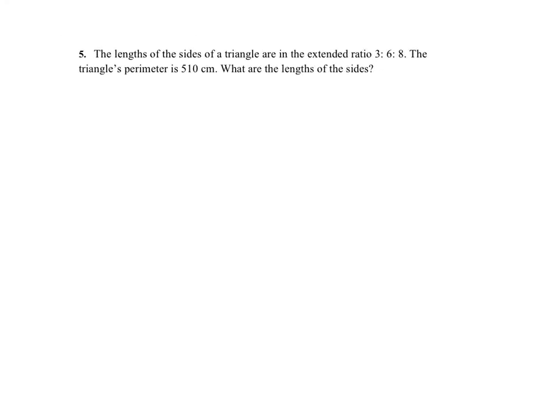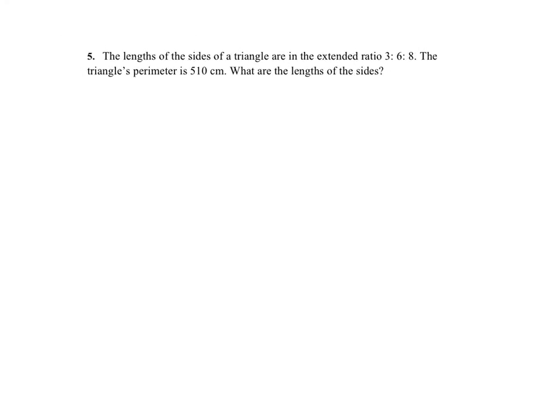The lengths of the sides of a triangle are in the extended ratio 3, 6, and 8. The triangle has a perimeter of 510 centimeters. What are the lengths? Now I want to know the lengths. So again, I'm going to find that value that I multiply all of them by. 3x plus 6x plus 8x equals 510. Remember that a perimeter is just the addition of all three sides. So this is 17x equals 510. I'm going to divide by 17.